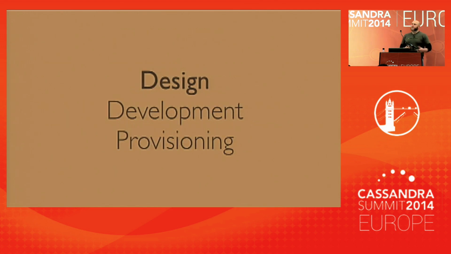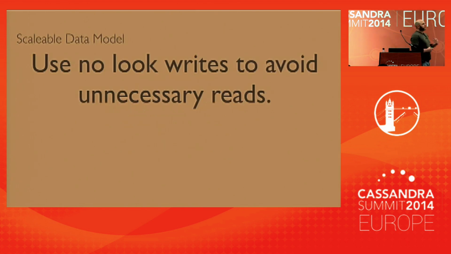So when we talk about delivering software, there are some basic steps that we go through. We do design, we do development, and we provision some hardware, and then hopefully everything's running. So let's look at what I think we should be doing as we move through this process. Start with design, and start with the data model. Most of the problems to do with scalability start with the data model. You should be using no-look writes when you design the data model.